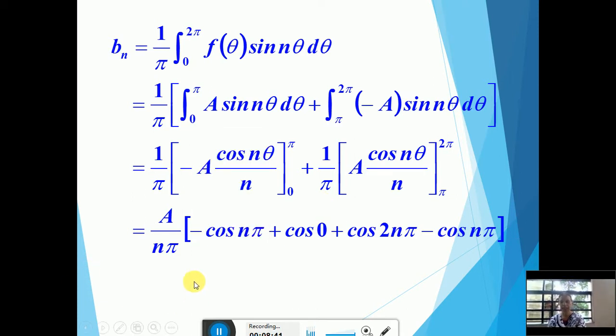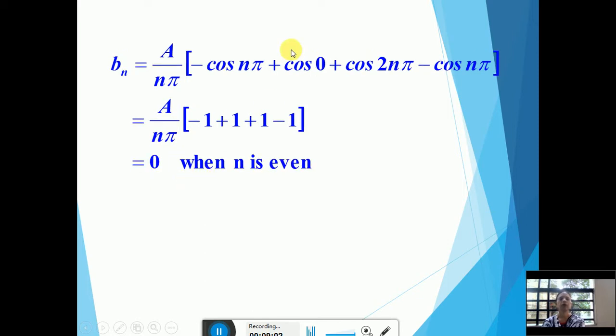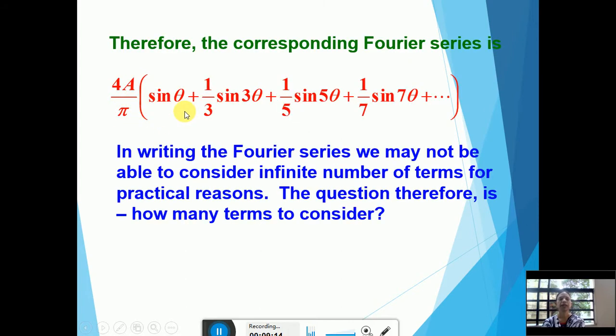So the relation you are getting is minus cos n pi plus cos 0 plus cos 2n pi minus cos n pi. What you are getting is a by n pi times minus cos n pi plus cos 0 plus cos 2n pi minus cos n pi. This is 1, this is 1, this is 1. So this is 4a by n pi when n is odd. What happens when n is even? When n is even, cos n pi is 1, so minus 1, plus 1, plus 1, minus 1, so it is 0. Therefore the corresponding Fourier series is 4a by pi times sin theta, sin 3 theta by 3, and so on.